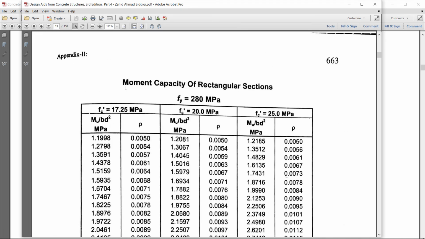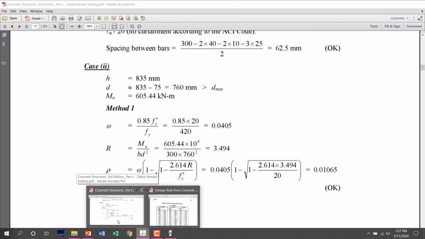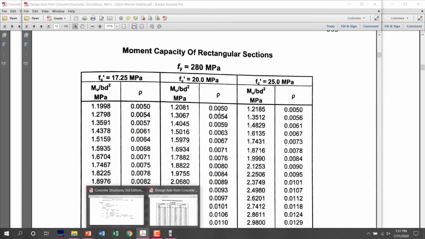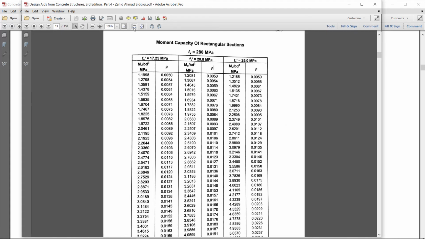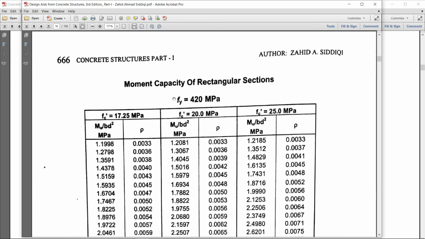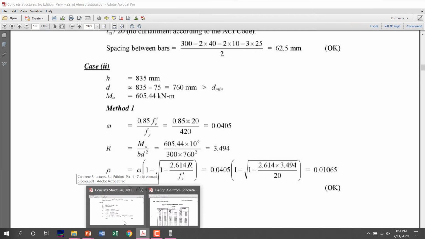Here is the moment capacity of rectangular sections. The value you see is 3.494. The fc prime is 20, fy is 420. Sorry, fy 420, fc prime 20. So again let's see the value, that is 3.94.